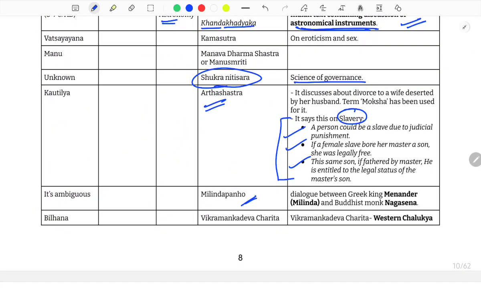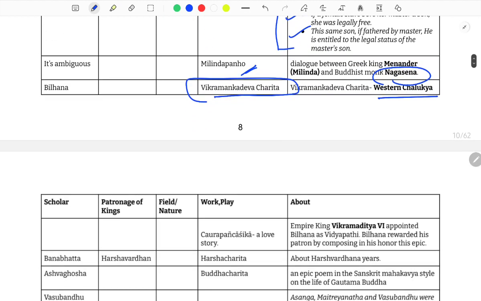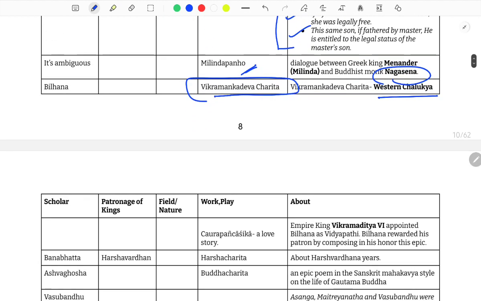Milindapanho. Milindapanho is a dialogue between the Greek king Menander and the Buddhist monk Nagasena. It's a work by Nagasena. Bilhana, Vikramankadeva Charita, that's his work. Vikramankadeva Charita, the Western Chalukya dynasty was talked about in this particular work.